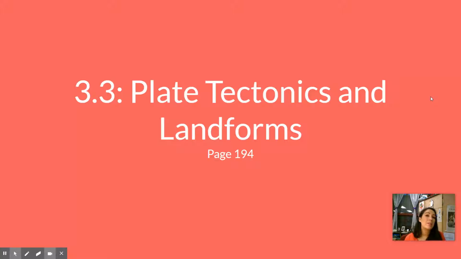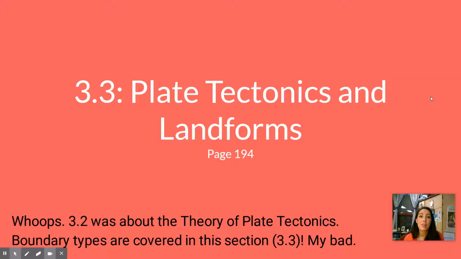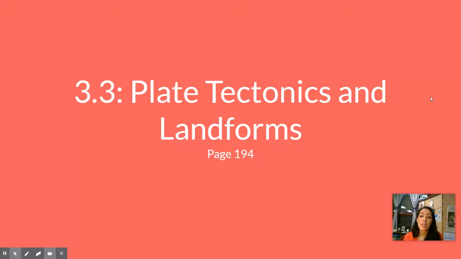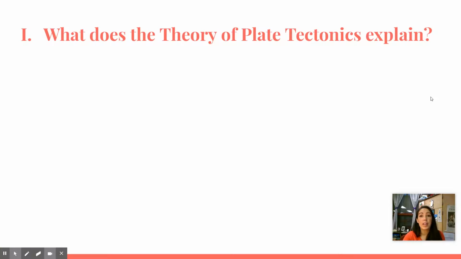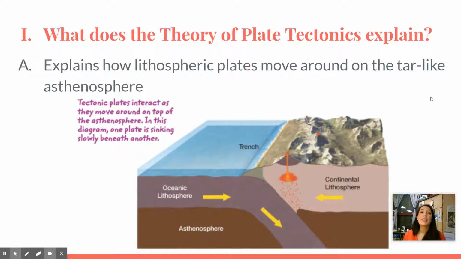And then 3.2 is about the different types of boundaries. So we have convergent where they come together, divergent where they move apart, and transform where they scrape past each other. And then 3.3 is going to be about when those plates move and when they interact with each other, what kinds of landforms do we get? So the theory of plate tectonics just explains how those rocky lithospheric plates move around on top of that toothpastey tar-like asthenosphere.